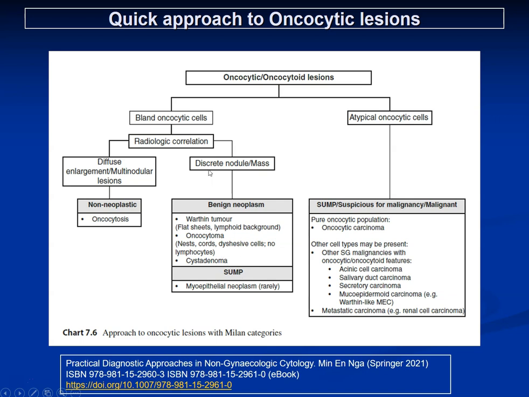So again, this just goes back to the cytomorphology. If the oncocytic cells are atypical, they show some nuclear pleomorphism, prominent nucleoli, etc., then it is safer to put these into the category of at least SUMP, if not suspicious or malignant, really depending on the degree of nuclear atypia. So you can see a whole range of neoplasms that can give rise to these appearances.